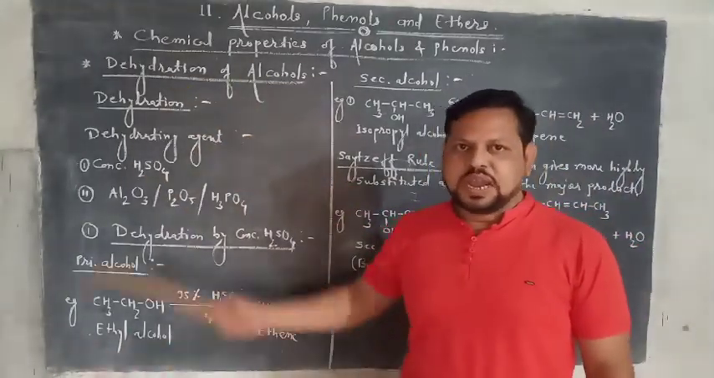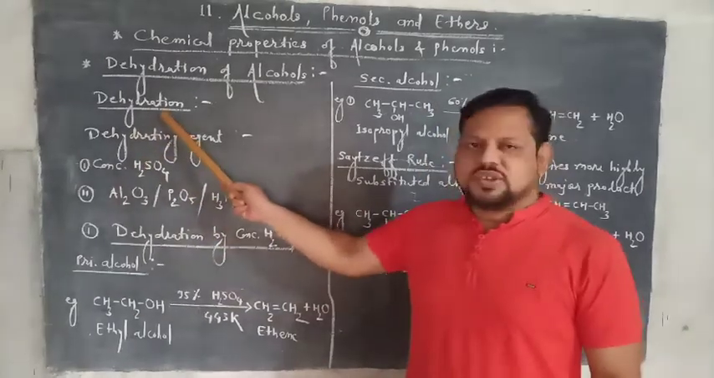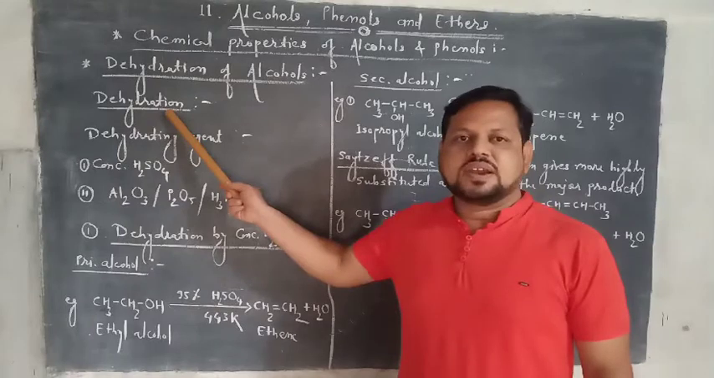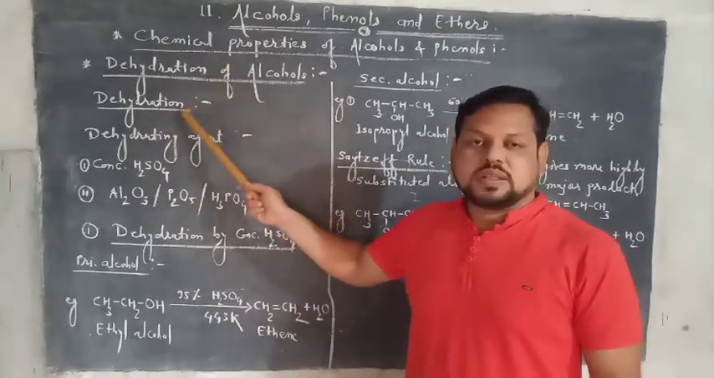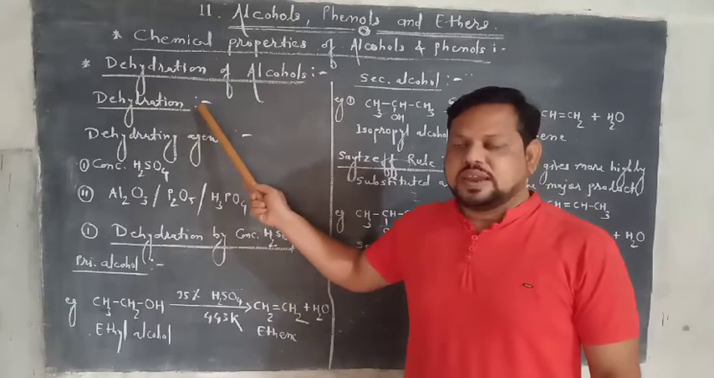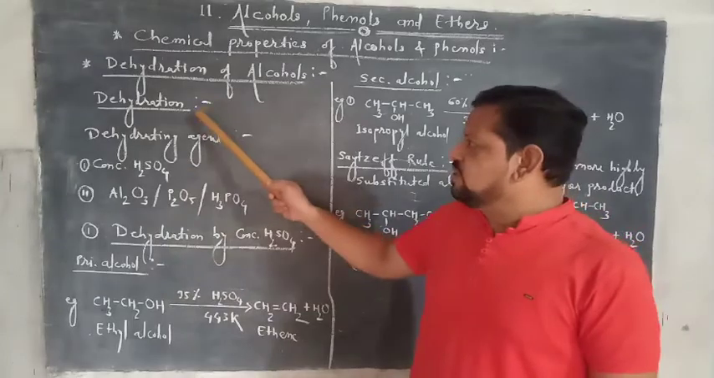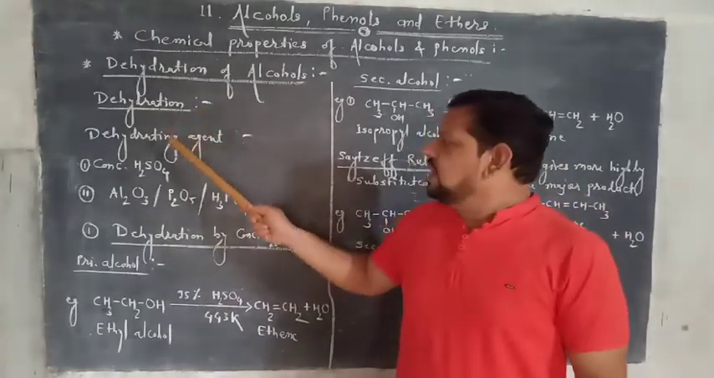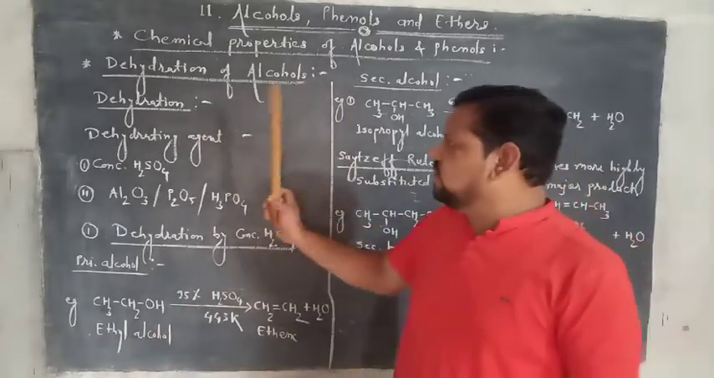As you know, dehydration we have already studied in the 11th science. What is dehydration? Dehydration is the removal of water molecule from alcohol, and it gives the alkene. That is called dehydration of alcohol. For this dehydration process, a dehydrating agent is required, otherwise dehydration is not carried out.